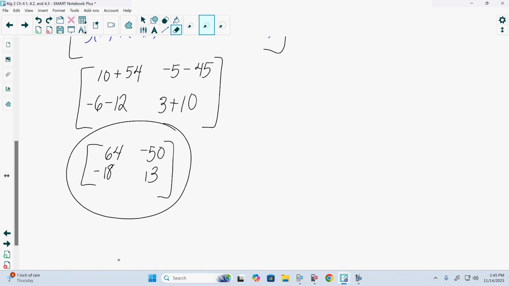Questions on any of this here? We feel good with matrix multiplication, addition, subtraction, scalars? Yes? So that's fine.